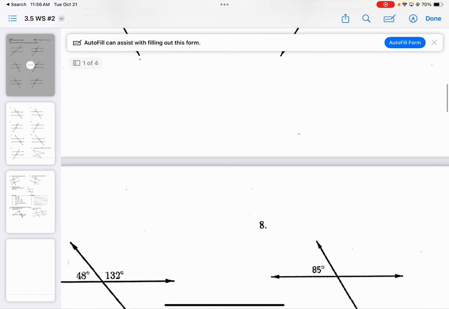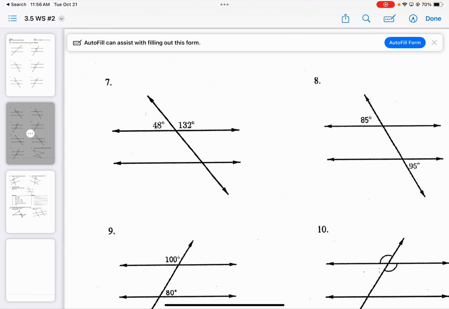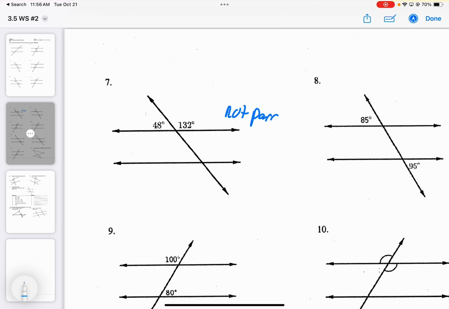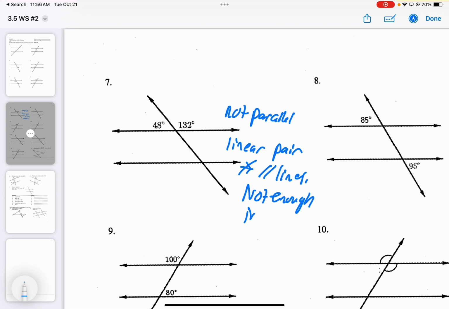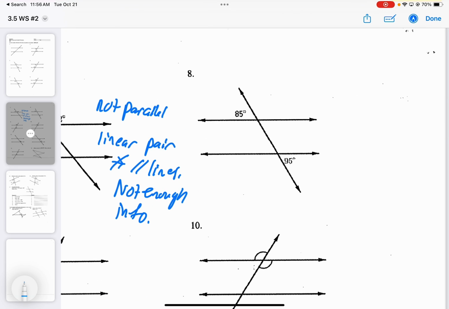What do we say? Corresponding angles. Good job. Okay, cool. Number 7. Who's got number 7? I just did. It's not parallel. Maya's right. Why is it not parallel, Maya? I don't know. They are a linear pair, but there's no information on the bottom. So linear pair does not imply parallel lines. You could say not enough info. Great job.